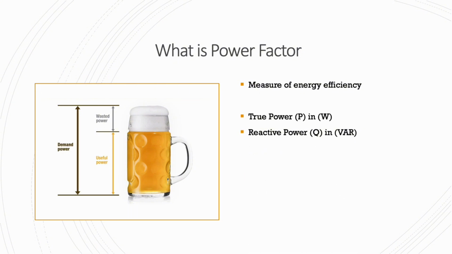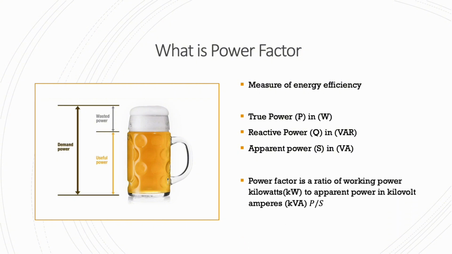Reactive power: inductors and capacitors drop voltage and draw current, which implies they dissipate power. This phantom power is called reactive power and is measured in a unit called voltamps reactive. And apparent power: the combination of reactive power and true power is called apparent power and is the product of a circuit's voltage and current without reference to phase angle, and is measured in the unit of voltamps. This beer analogy shows the difference between the useful power, the reactive wasted power, and the demand apparent power.